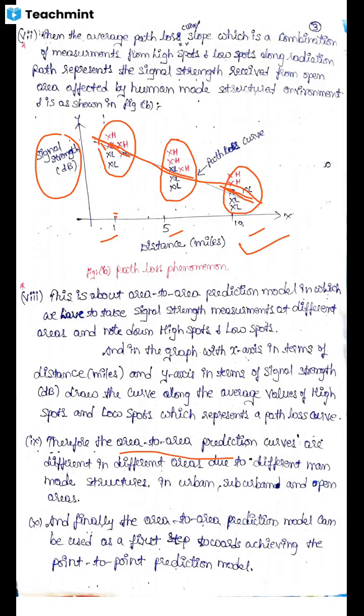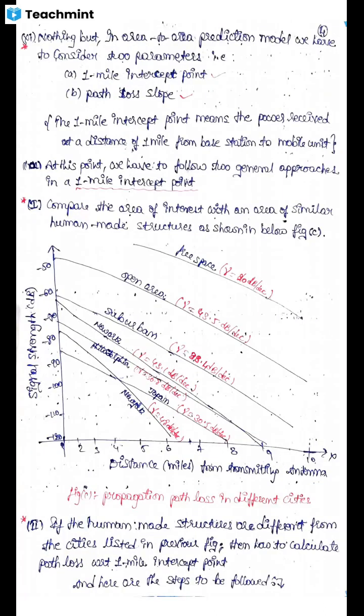Clear? Now coming to the third step. That is point to point prediction using area to area prediction model. That is to obtain a mobile point to point model using an area to area prediction model. So to find out the point to point model, we use the area to area prediction model.